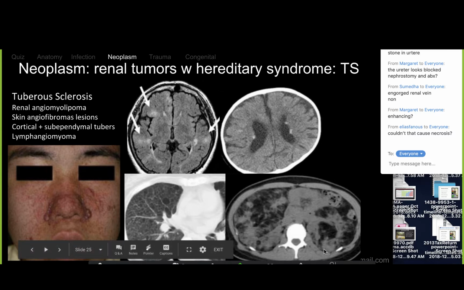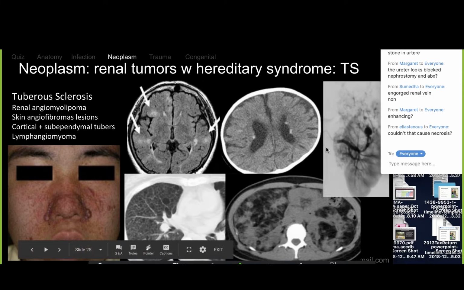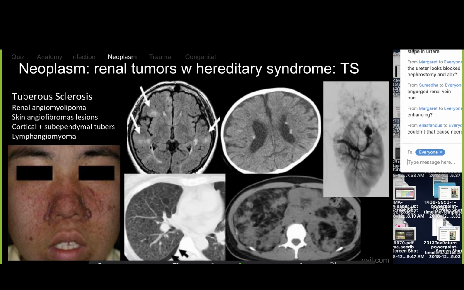And then in the kidneys, there are AMLs, angiomyolipomas. This is important because when they get really big, they can hemorrhage. Even though they're benign, they can lead to significant bleeding and possible death. So if it's greater than 4 centimeters, interventional radiology can go in and coil embolize the AML, and preemptively prevent hemorrhage.